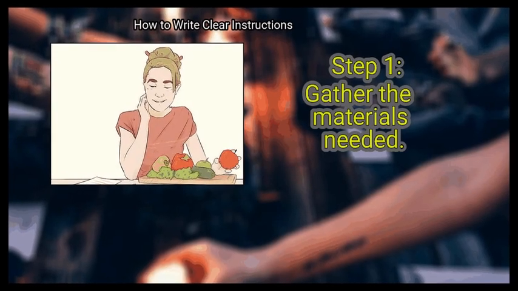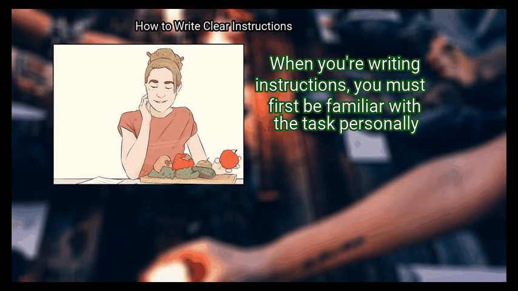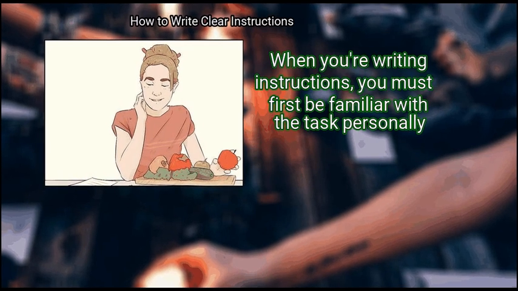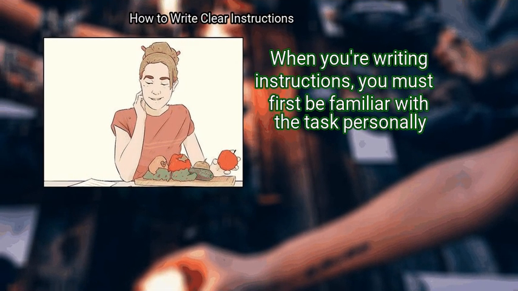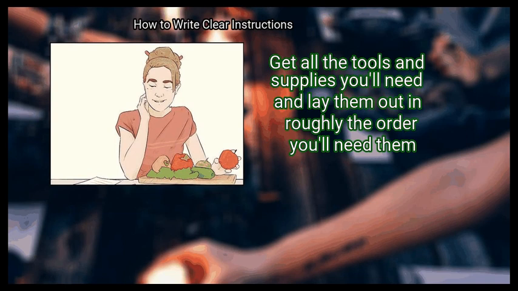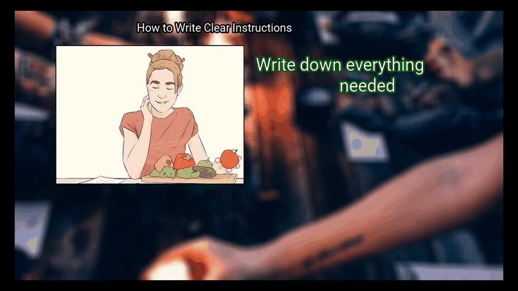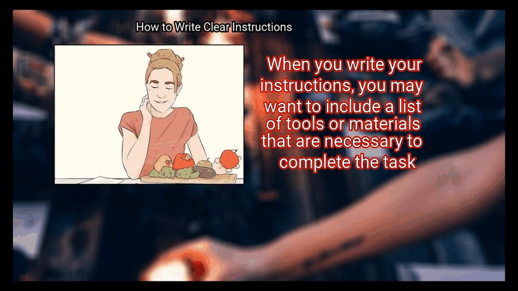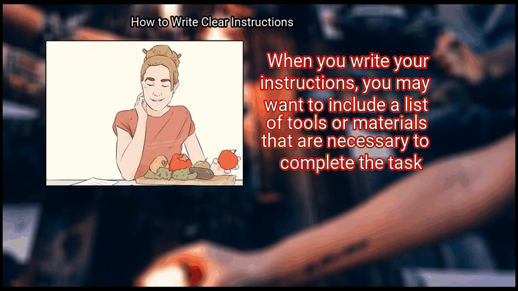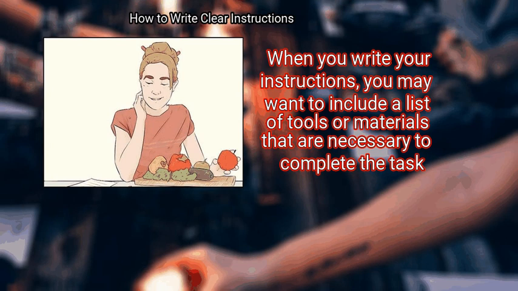First is gather the materials needed. When you're writing instructions, you must first be familiar with the task personally. Get all the tools and supplies you'll need and lay them out in roughly the order you'll need them. Write down everything needed. When you write your instructions, you may want to include a list of tools or materials that are necessary to complete the task.